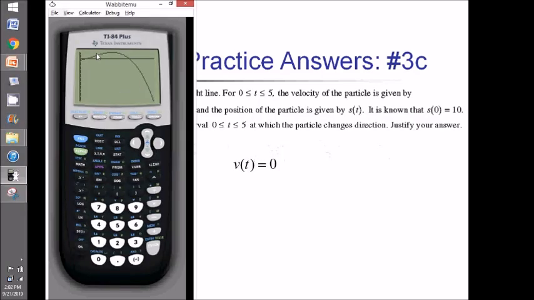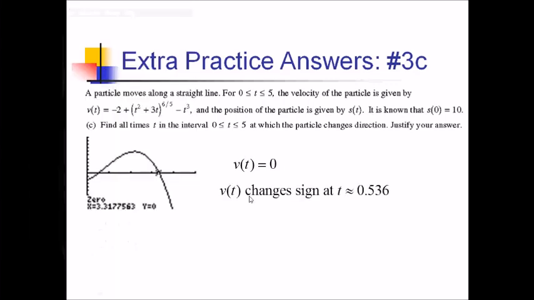So let me do second trace and see where we're actually crossing. So second trace, and now I'm going to do zeros. And let's see, my left bound, I'm just going to enter it directly as 0. For my right bound, I'll just enter 2. And enter one more time. That gives us the value of 0.536. So there's one place where velocity changes sign at 0.536.